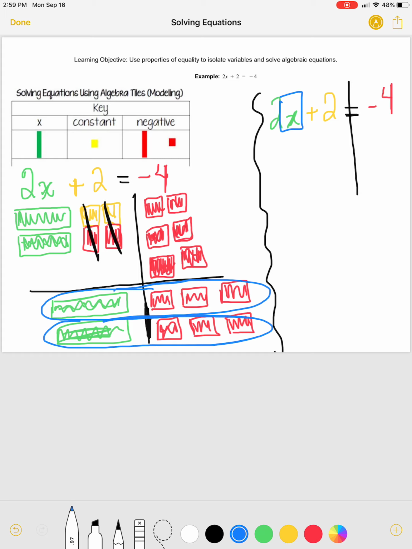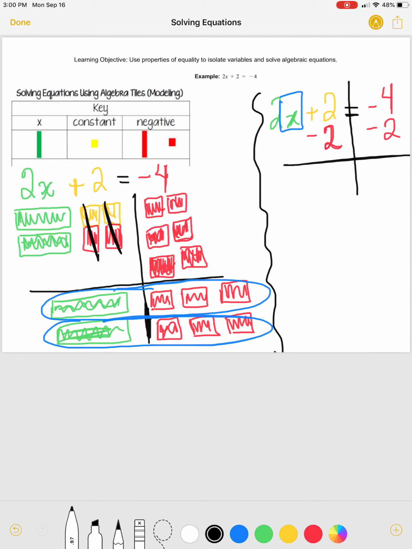Okay, so again, I still have this +2, and how did I get rid of it over here? I added -2 so that I could create a zero pair, which is the same thing I do in the equation. Adding -2 is the same as subtracting 2. So remember, what you do on one side of the equation, you have to do on the other side.